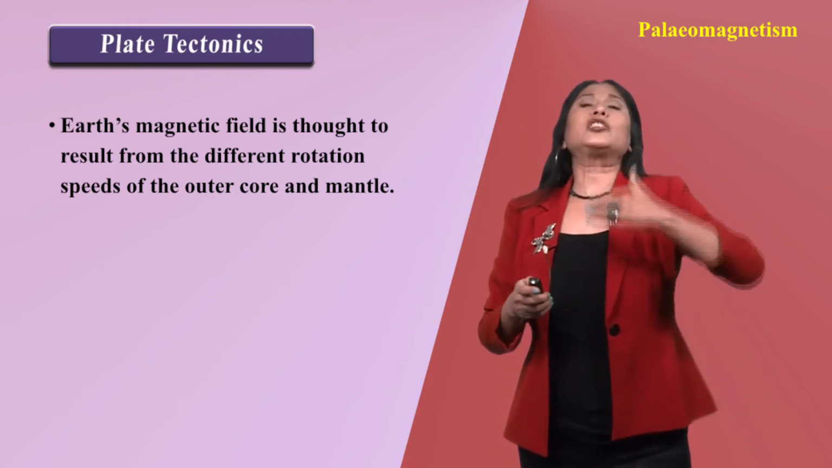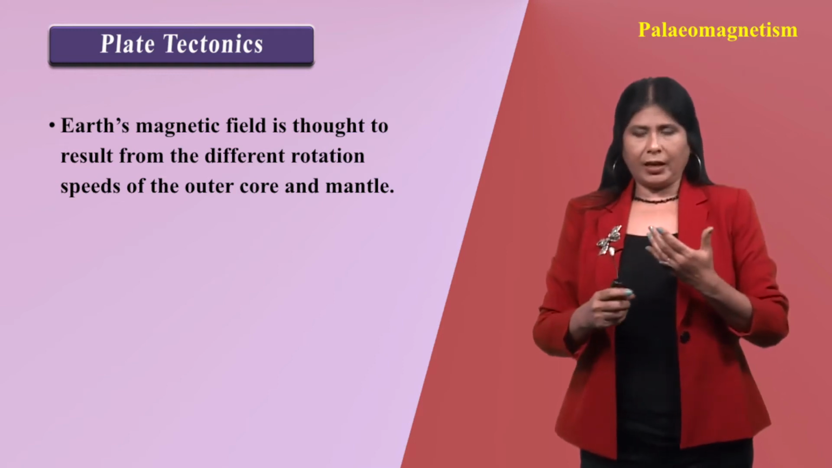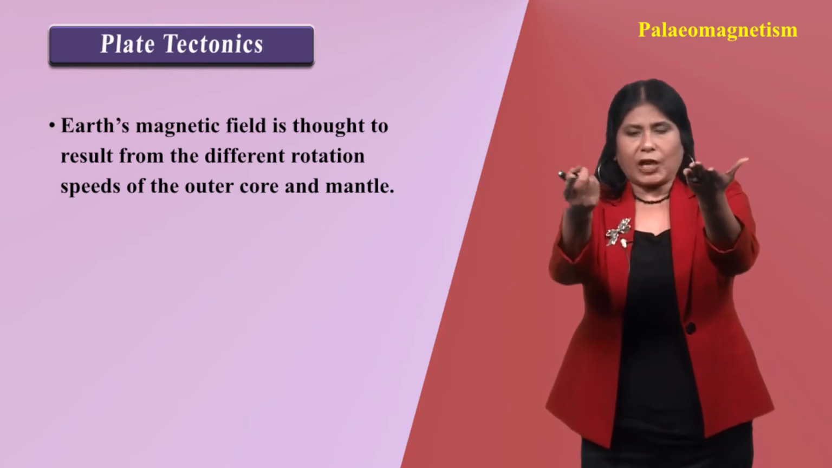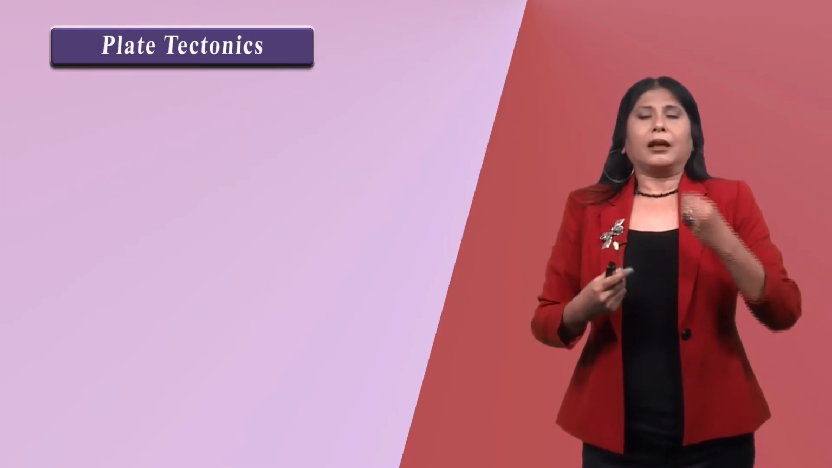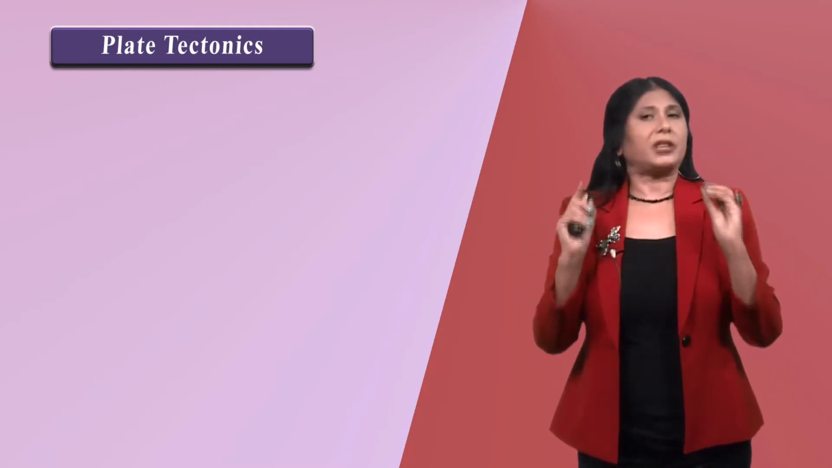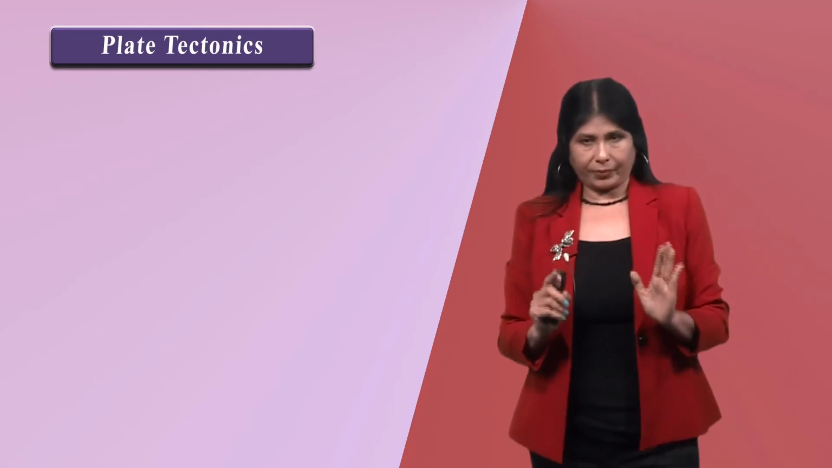And it creates what we call the North Pole and the South Pole. And over a million years they flip. North Pole becomes South Pole and South Pole becomes North Pole. And this is recorded on the rocks which are formed on the continent as well as on the ocean floor.